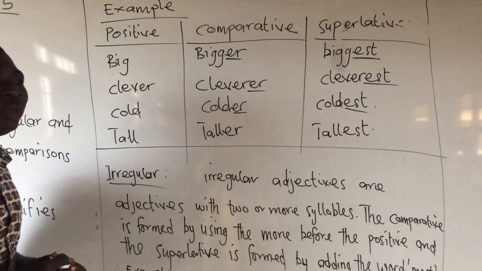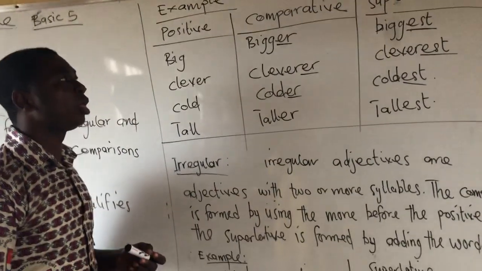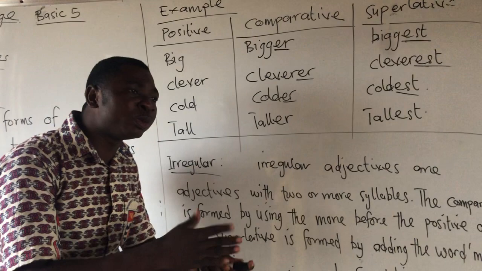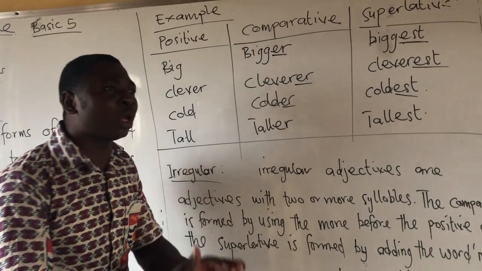Tall, the one I mentioned before. Tall. The comparative form of it, you are comparing two people or two things. Amma is taller than Kwejo.